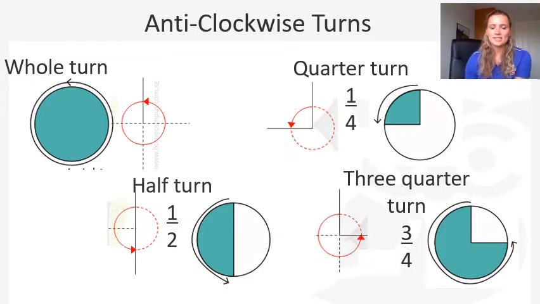So here are the anti-clockwise turns, and this time you can see the difference in the arrows. So instead of them moving to the right, they've all started and moved to the left. Again, mine all start from the top. However, they don't have to start from the top. They could start from a different angle, and as long as you are turning left or moving left, that is going anti-clockwise.